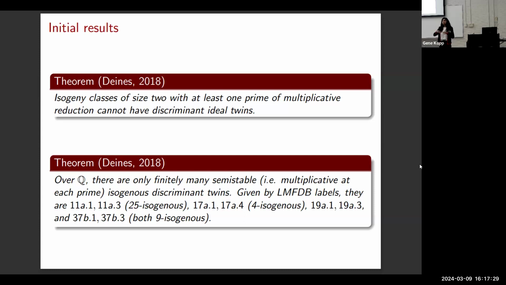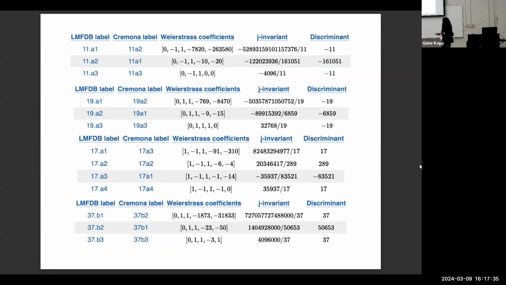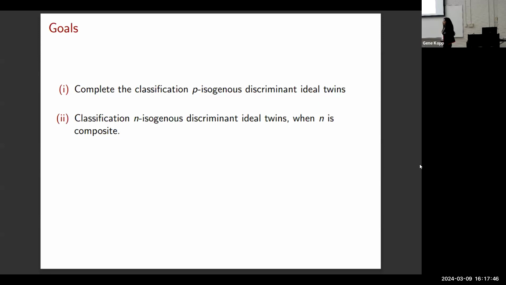That means at each prime you have multiplicative reduction. This list is basically a few curves in LMFDB, and you can see that their discriminants are the same. Actually, in this case, they're discriminant twins, not even just discriminant ideal twins, which is much better. Now, what we want to do is complete this classification in general. First, we looked at the p-isogenous elliptic curves, and then we are going to look at the composite degrees.